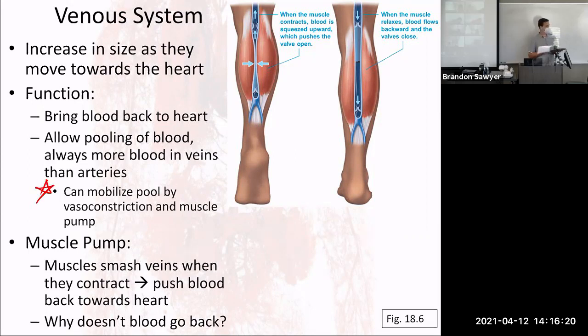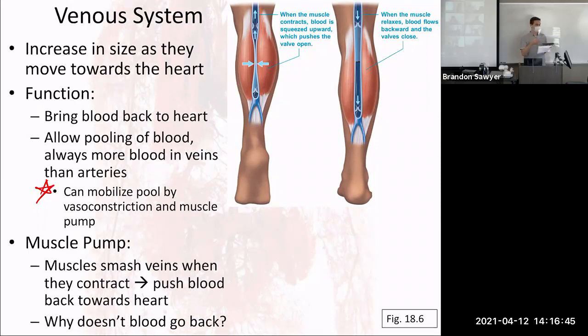And then under times of stress or under times where we're exercising, we need more blood in the general circulation. We can mobilize that blood pool by constricting the veins, which sends some of that 55% of the blood out of there. So that sends some of that blood back into general circulation. And that can help us increase our blood going back to the heart. This is exactly one of the ways that we increase that end diastolic volume, like we were just talking about in the heart. Remember, right?